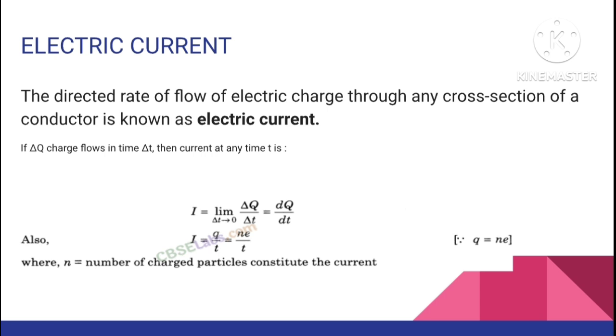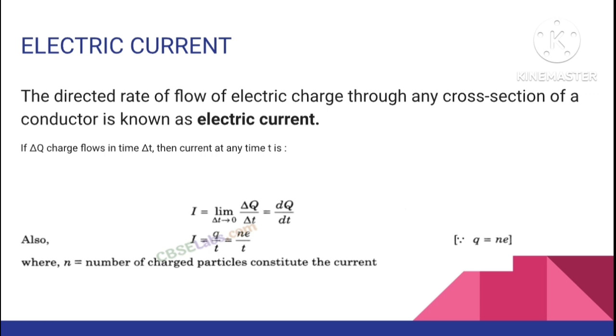then the current flowing at any time T can be given by capital I, which denotes the current, equal to the limit as delta T approaches 0 of delta Q divided by delta T. And we know that in the limit, delta Q over delta T changes into dQ over dt. And for the total charge flowing in a time small t, I is equal to Q divided by t. We know that Q is equal to Ne, so we can replace it in the formula, that is I is equal to Ne divided by t.